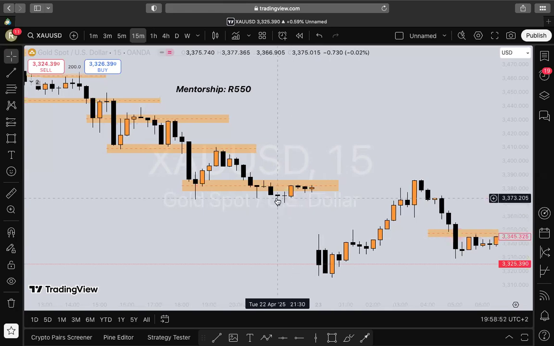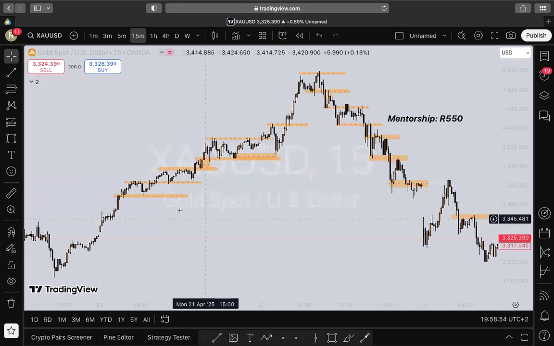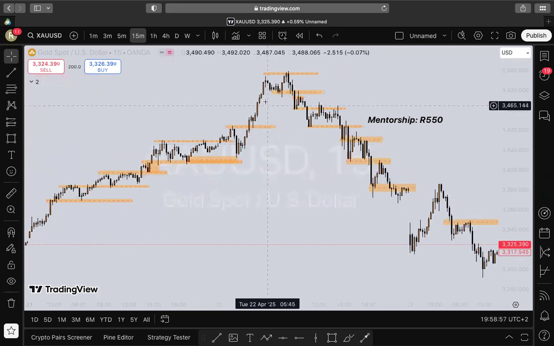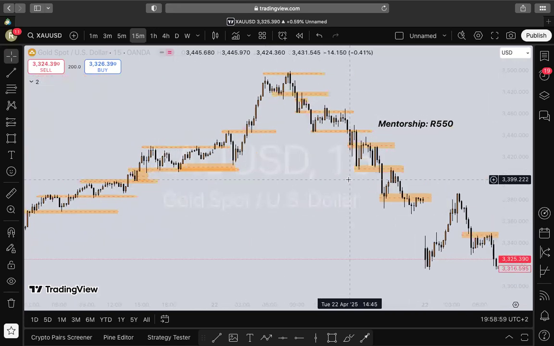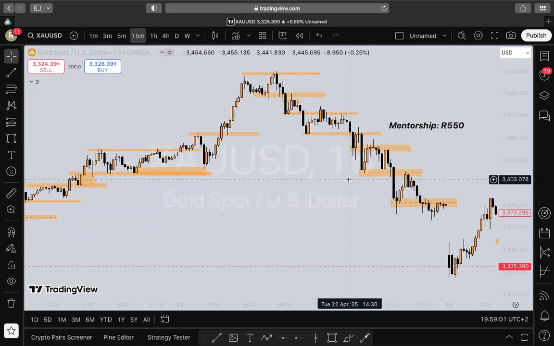Right. So we covered this, right? We covered this when the market is going up and when the market is going to the downside. What did we talk about? Now we are ripping up, right?